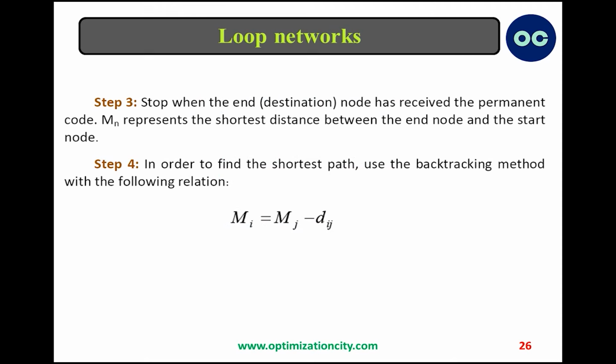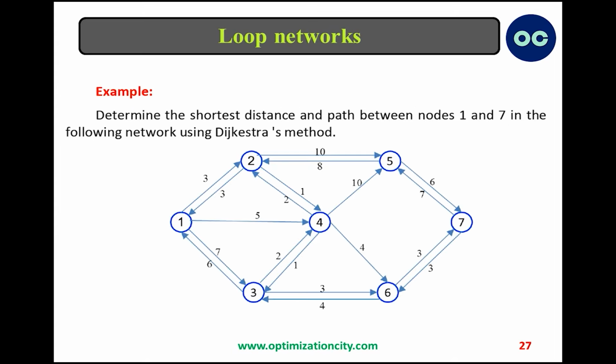The value of m sub n, where n is the number of nodes, represents the shortest distance between the end node and the starting node. In step 4, we find the shortest path. We use the backtracking method with the following relationship: m sub i is equal to m sub j minus d sub ij. If this relation holds, arc ij is on the shortest path. To better understand this step, let's solve the following example.